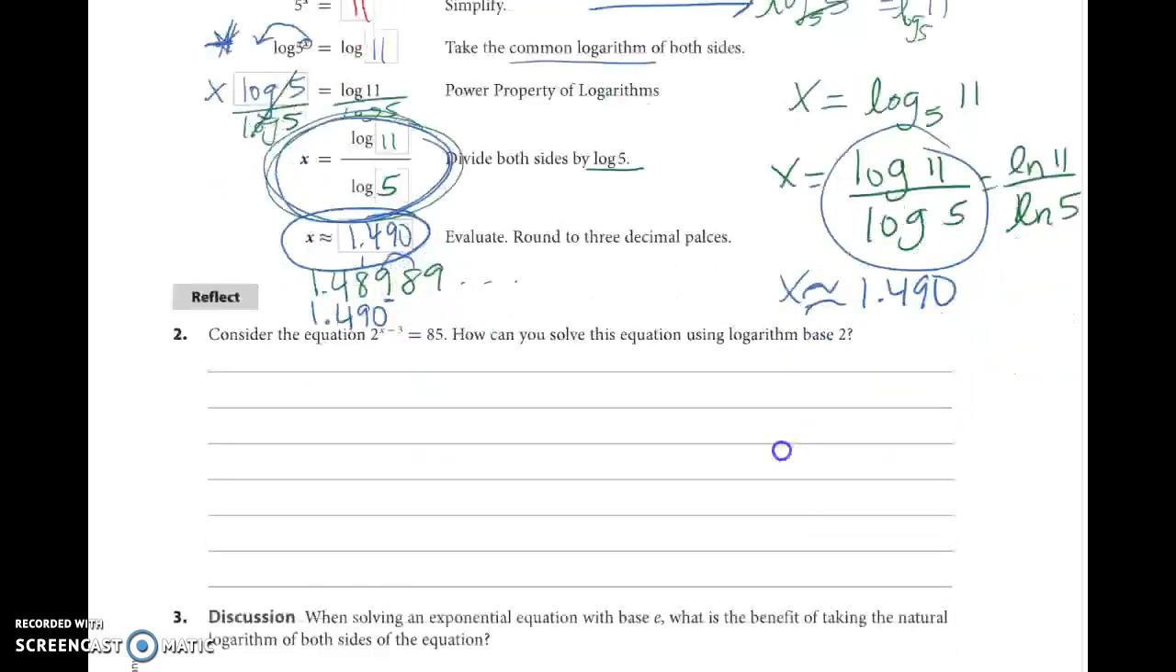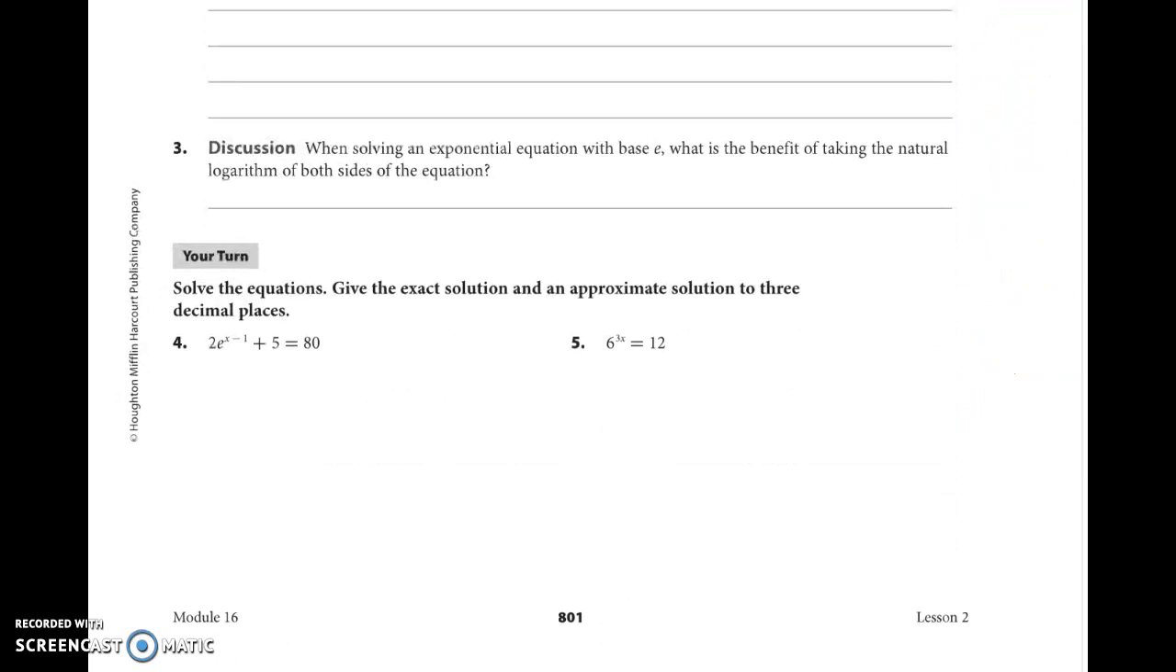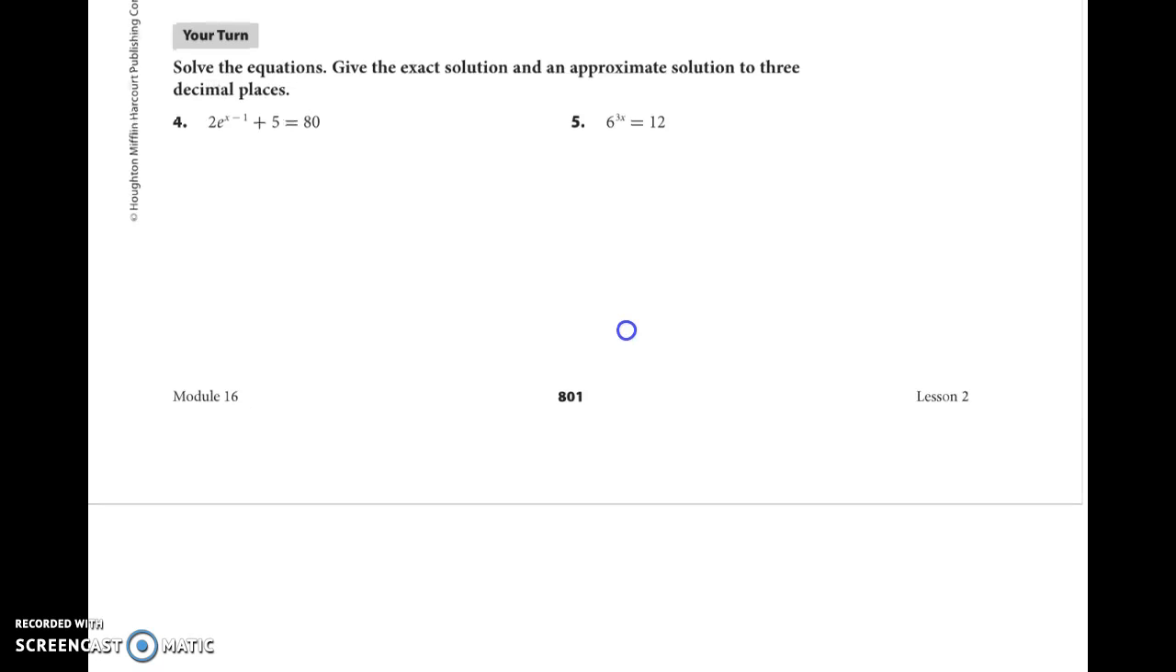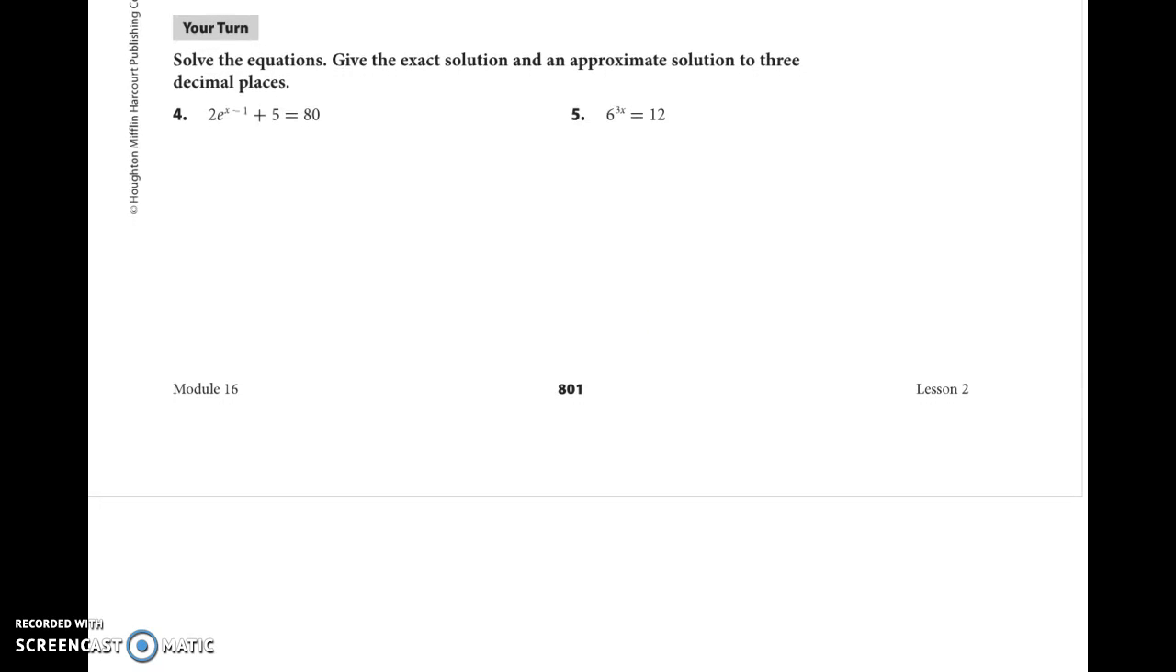Okay, I'm going to move on down to the your turns and do these with you. So number 4 says solve the equations, give the exact solution and the approximate to 3 decimal places. So let's try to isolate the exponential term here, which is e to the power of x minus 1. So first I'm going to subtract 5, and I'm going to get 2e^(x-1) equals 80 minus 5 is 75.